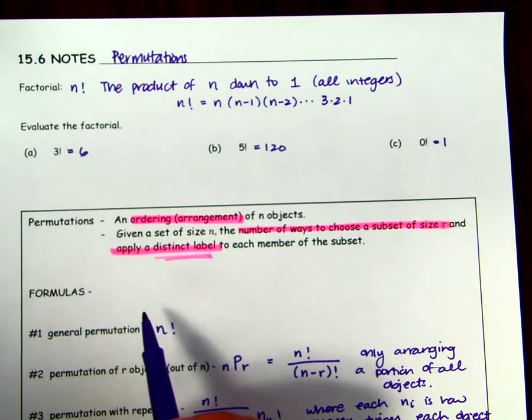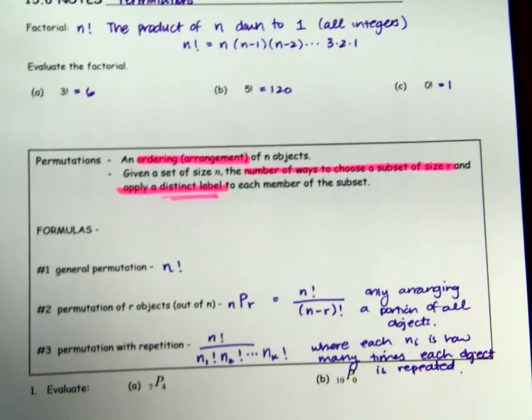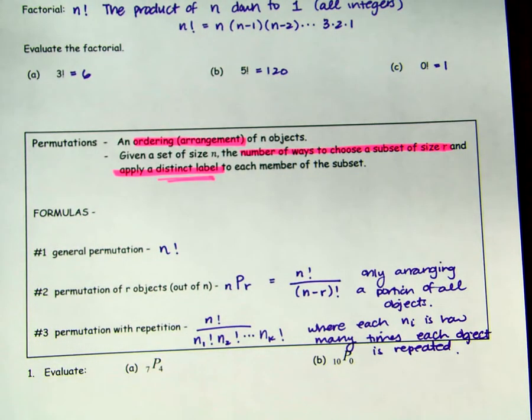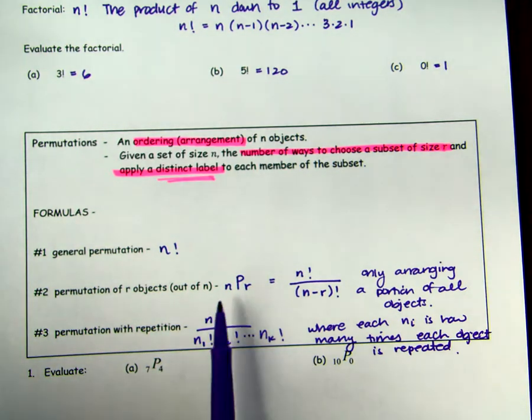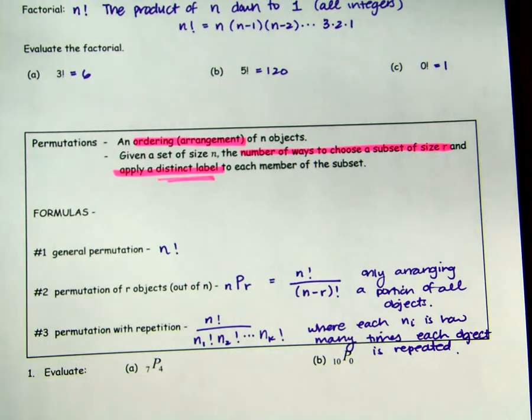A permutation is pretty much an arrangement of objects, or an ordering. My favorite is to think about it as a label. If you're applying a label to something, you're going to have a permutation. There are 3 types of permutations. We have a general permutation, where it's just going to be n factorial. We have a permutation of R objects, where you're only arranging R objects out of the n total objects. We usually denote it as n permute R, and that is represented by n factorial over n minus R factorial. We also have a permutation with repetition, where you're repeating a certain object over and over again.